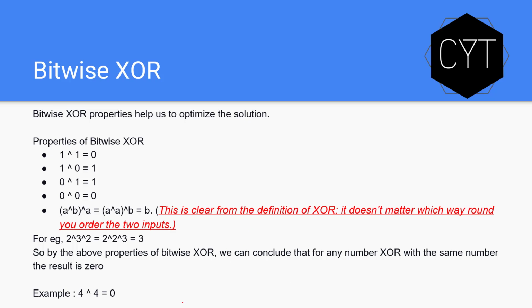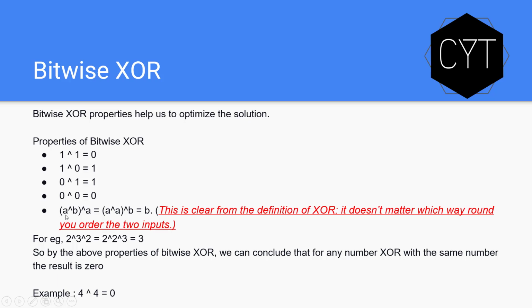For a glimpse, let's see the properties of XOR. 1 XOR 1 is 0. So the same number gives 0, different numbers give 1, different numbers give 1, same number gives 0. And this property is very important. We are going to use this property in our solution, that A XOR B XOR A is similar to A XOR A XOR B. So the output is going to be B.